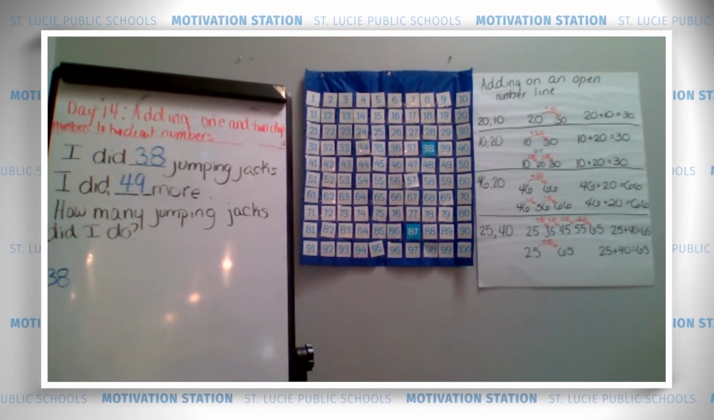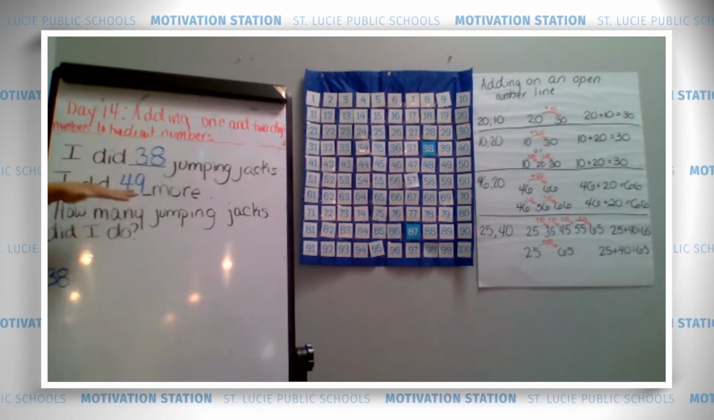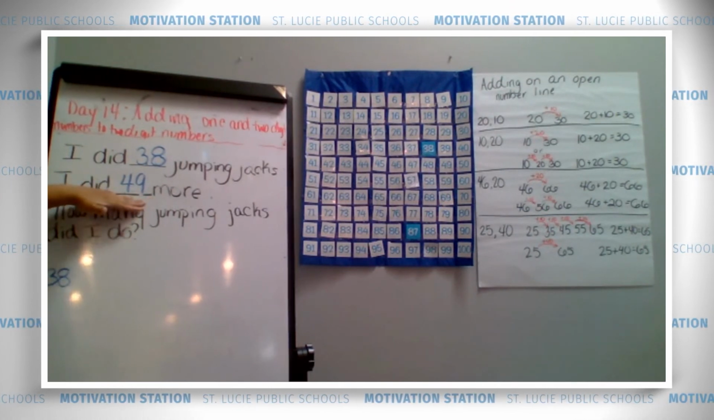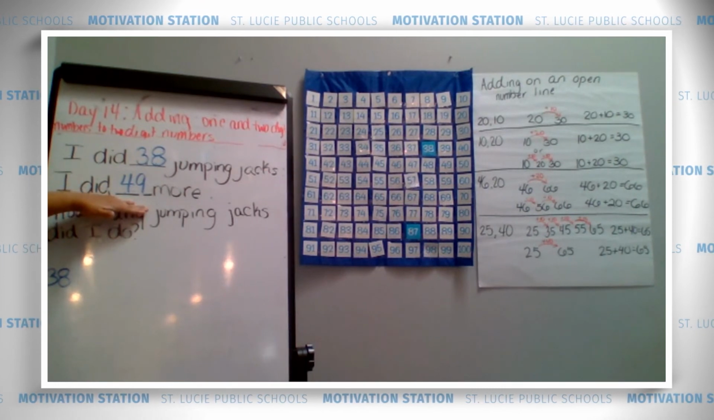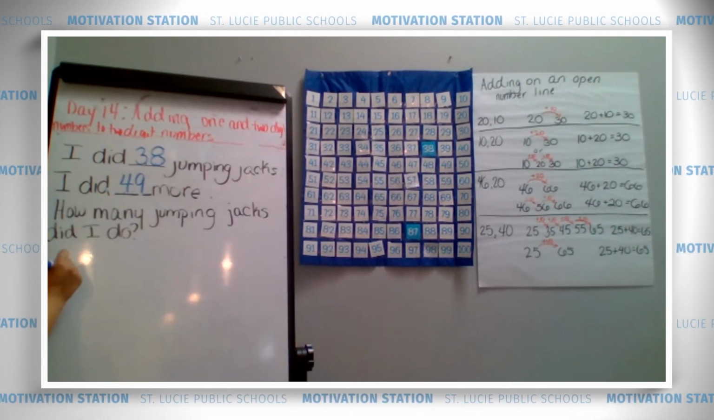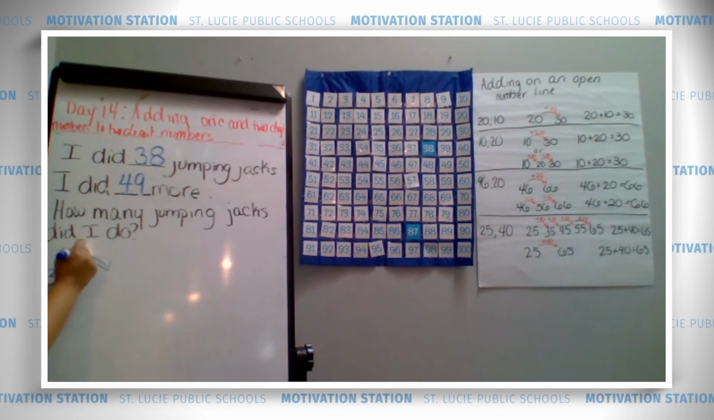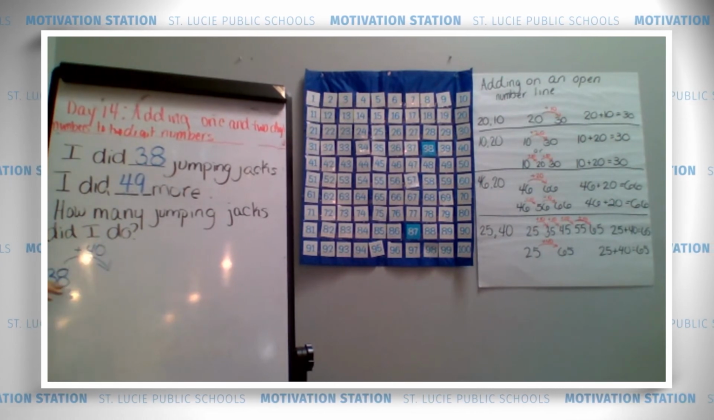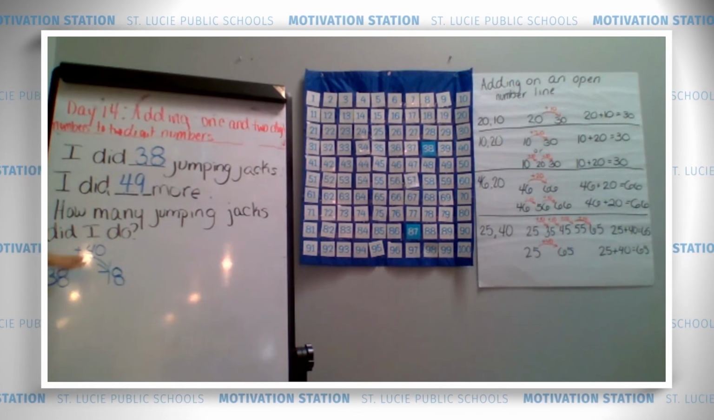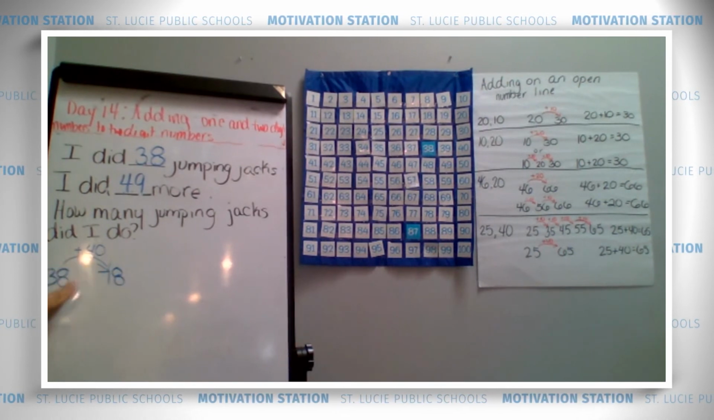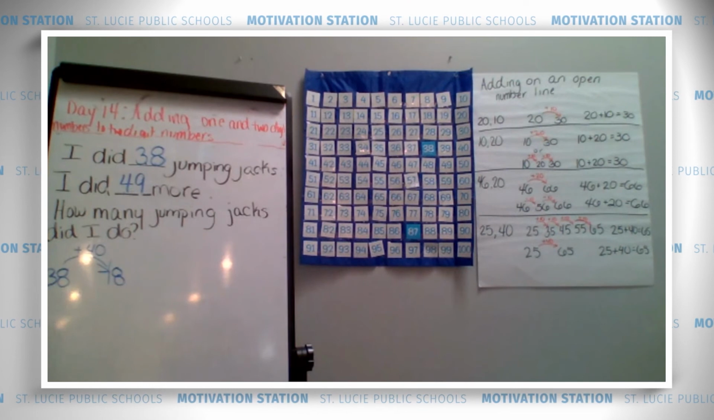When we break down 49, or our second add-in, we know there are 4 tens. So we can do this 2 ways. Let's start with our first way. If we add 4 tens, we're just adding 40. So 38, 4 tens and 3 tens is 7, and I leave my ones the same.